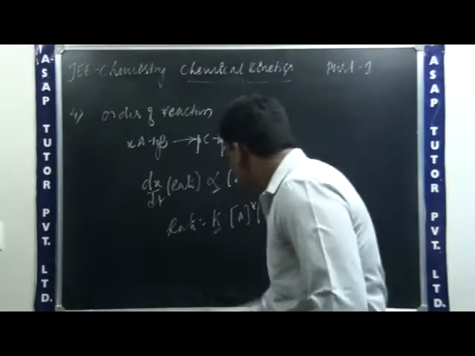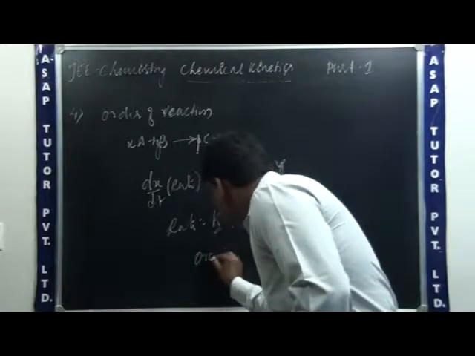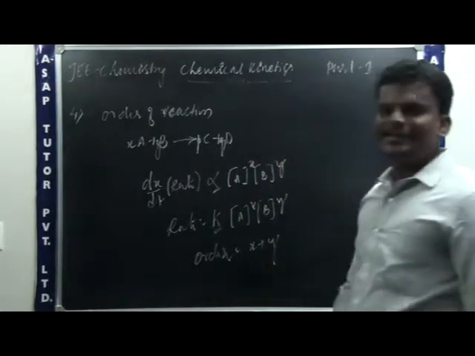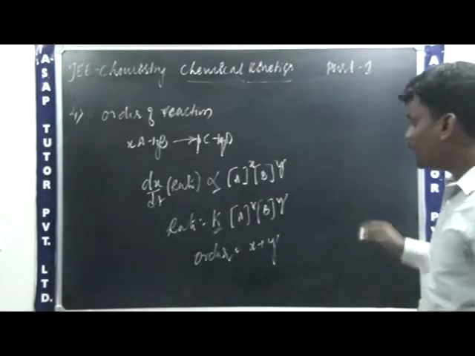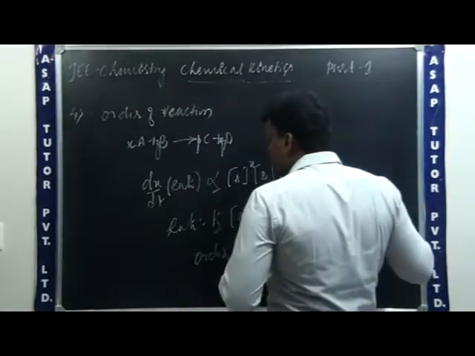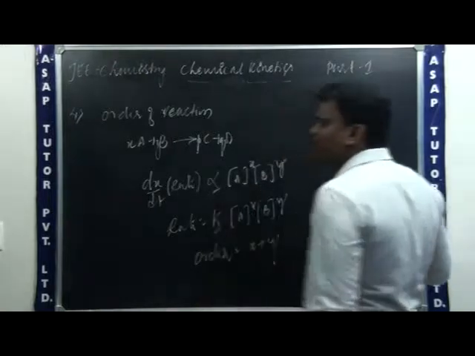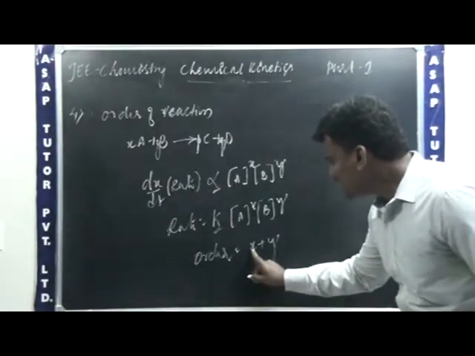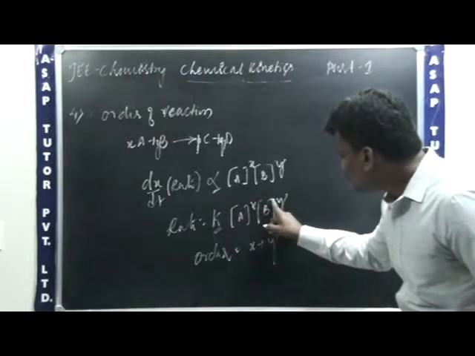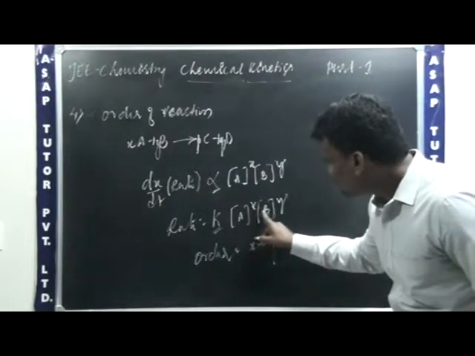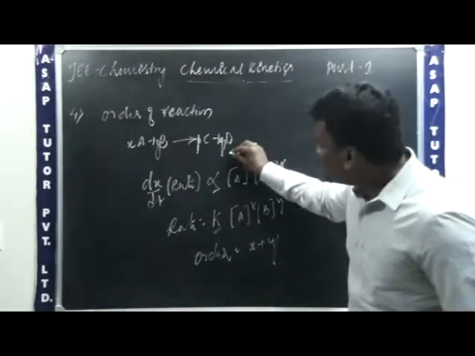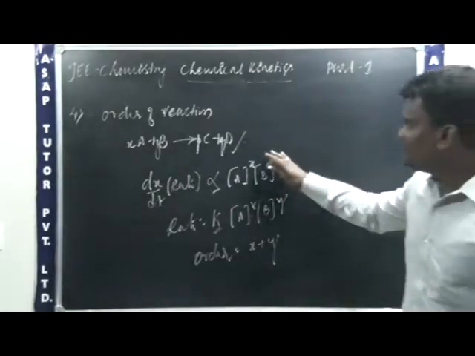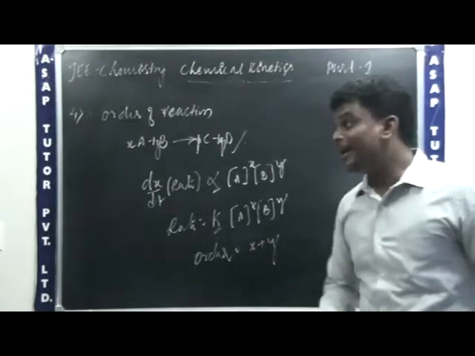Therefore, the order of reaction is equal to X plus Y; that is the mathematical definition. Now the question arises: what is the simple definition for order of reaction? Order of reaction is the sum of the powers of the concentration of the reactants in the experimentally determined rate equation. So this is the simple definition for order of reaction.